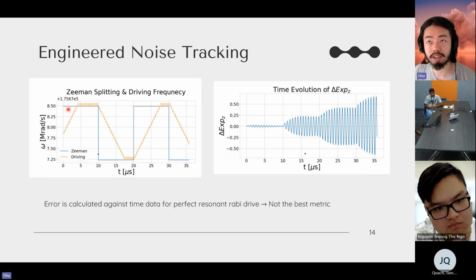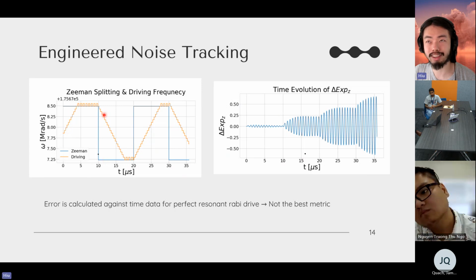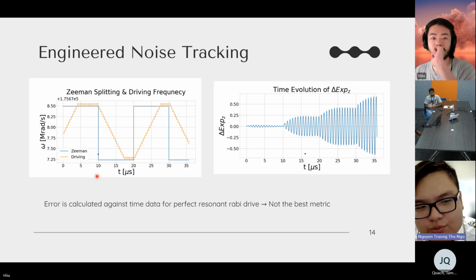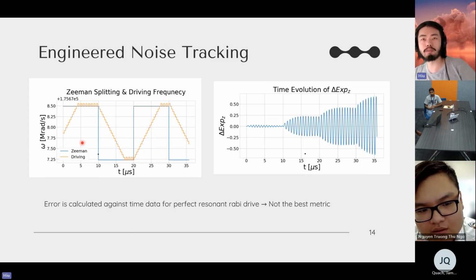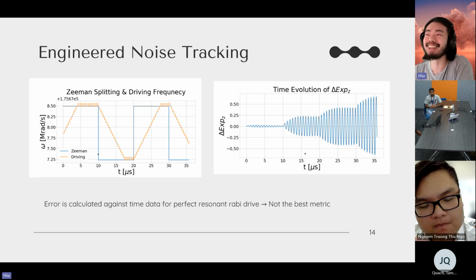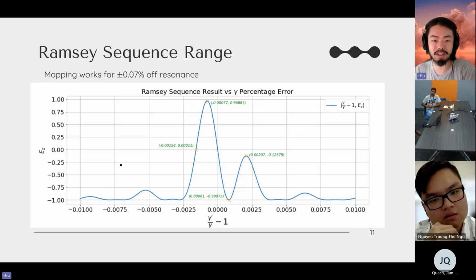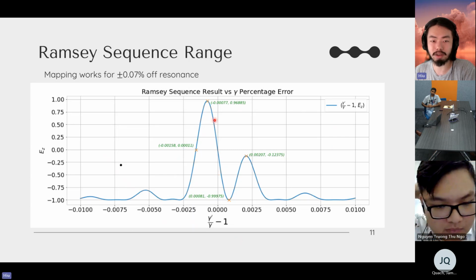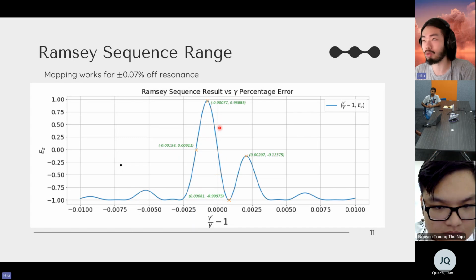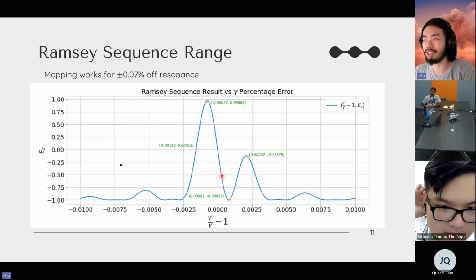So the blue line is the noise you're introducing into the system, and the orange line is trying to track it. You are trying to predict the blue line, right? Not exactly. In our method in my honors project, we didn't really try to predict it. We just try to measure how much off resonance it is. With this Ramsey sequence, we map the resonance to this linear region and do a time step: a step down if it's on the left side, and a step up if it's on the right side, in terms of the measurement.